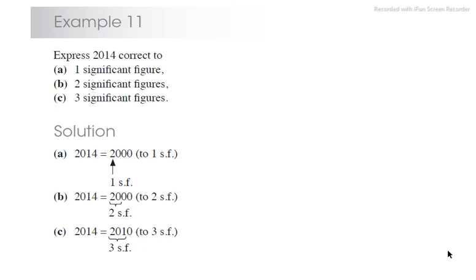In part C, we are supposed to express the same number to 3 significant figures. This is obvious because we are rounding off 4 to the nearest tens, which gives us 2010, and we are not considering the last figure, so we are taking 201 as the 3 significant figures. Hope it is clear.